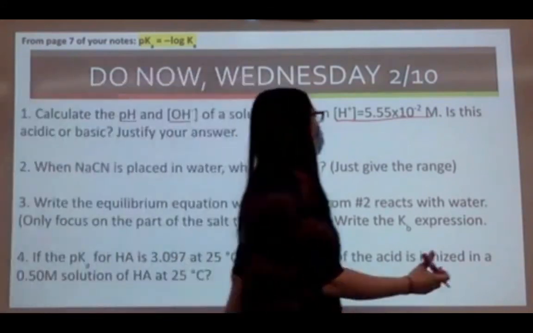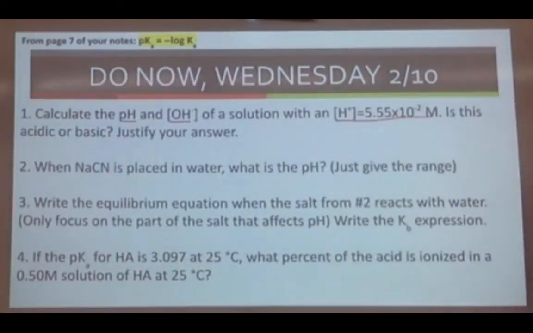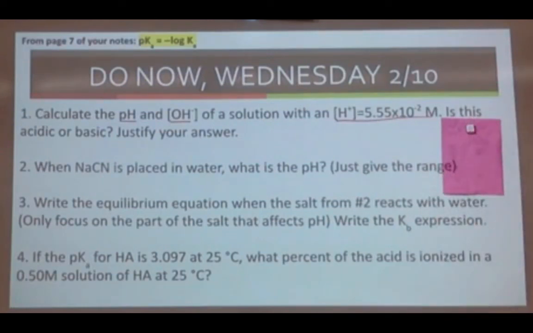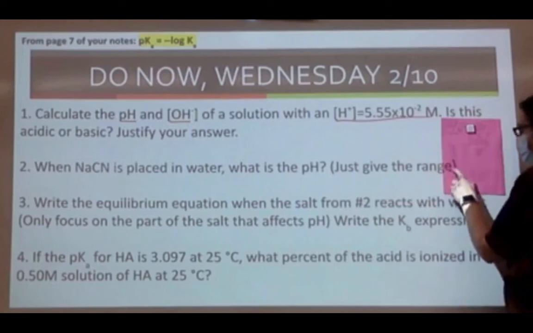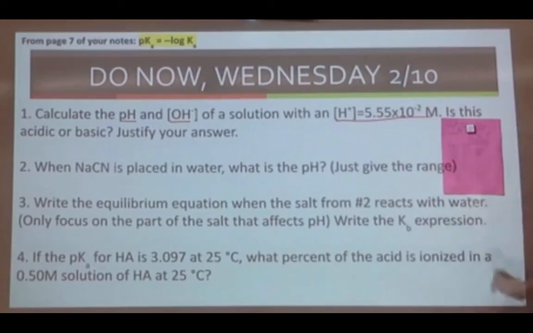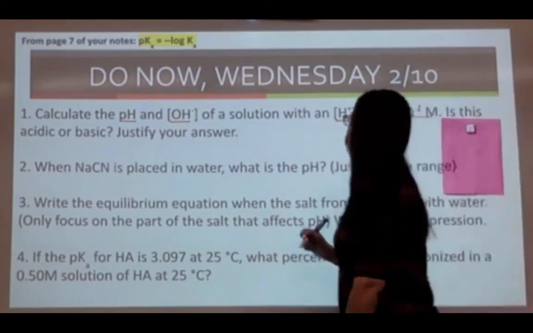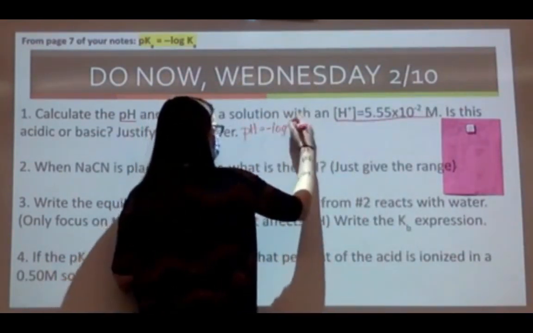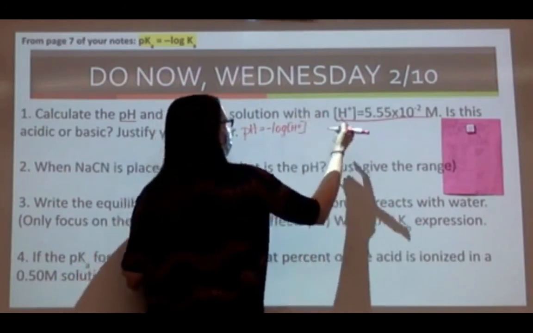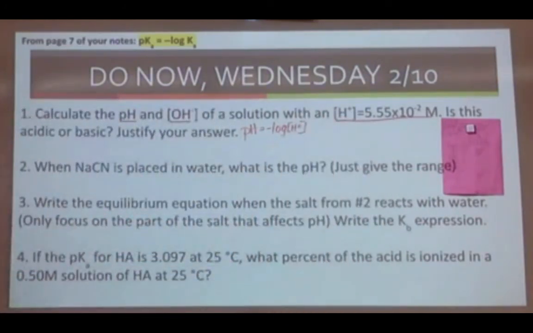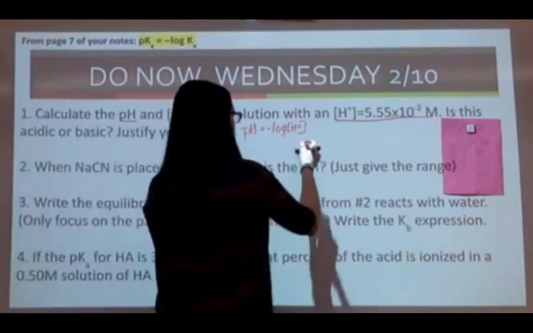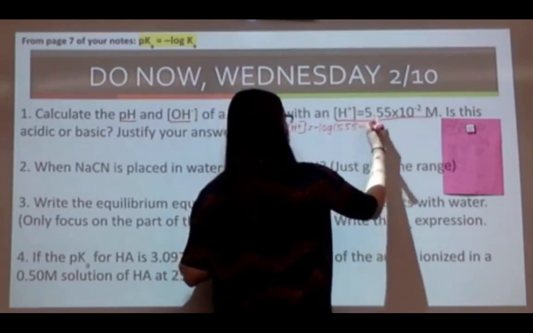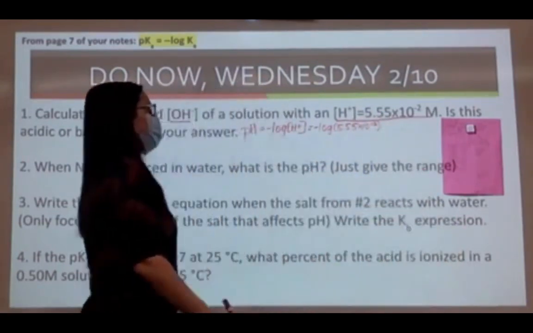If you're like, well, I don't really remember how to calculate pH or OH minus concentration, look at your equation sheet. Because on your equation sheet, you have pH equals negative log of H plus. So we know that pH equals negative log of H plus. Since we have the H plus concentration, we can just plug it in. So negative log of 5.55 times 10 to the negative second molar.